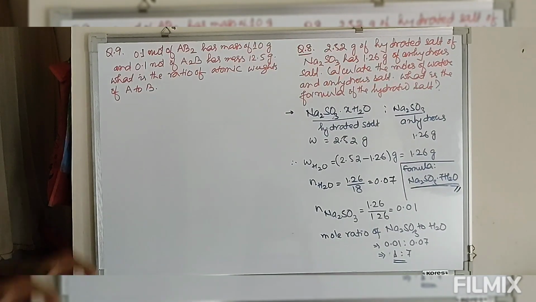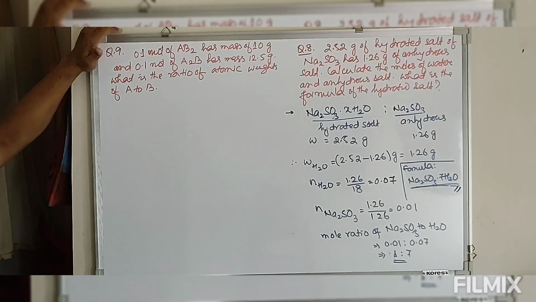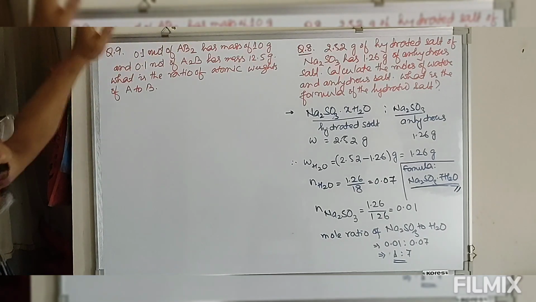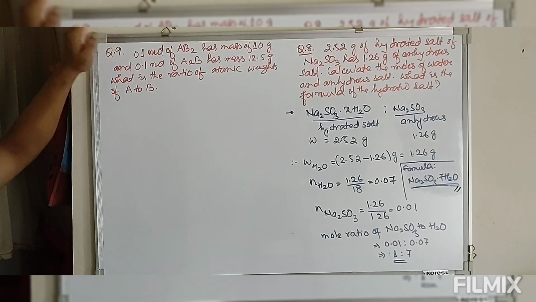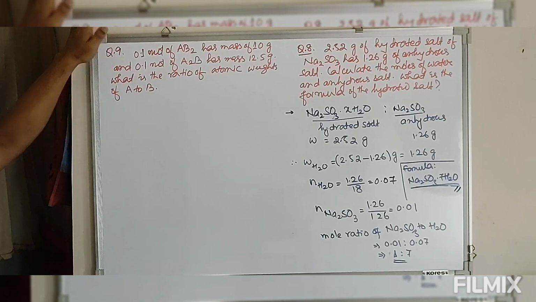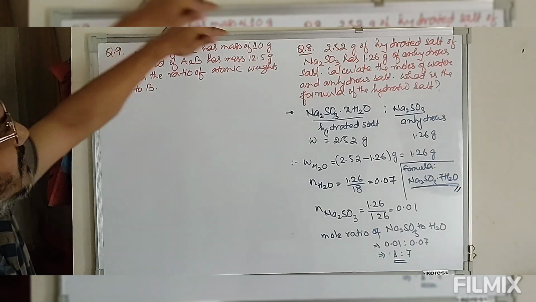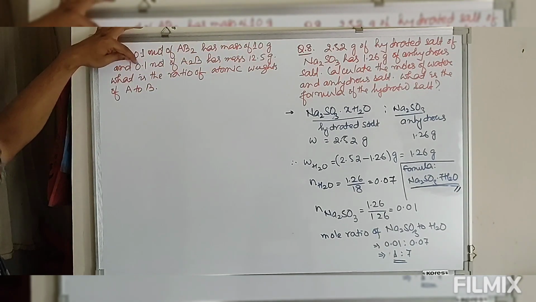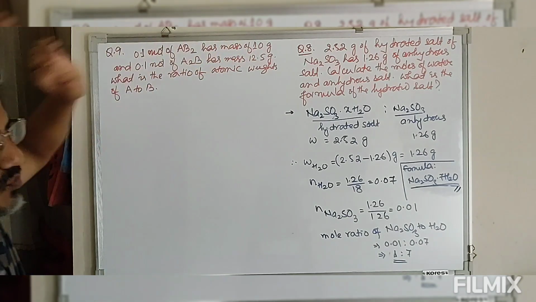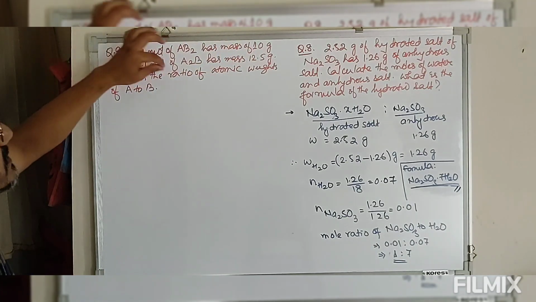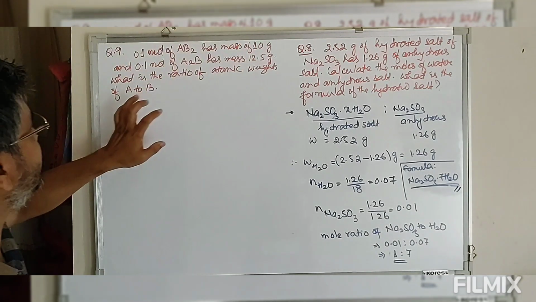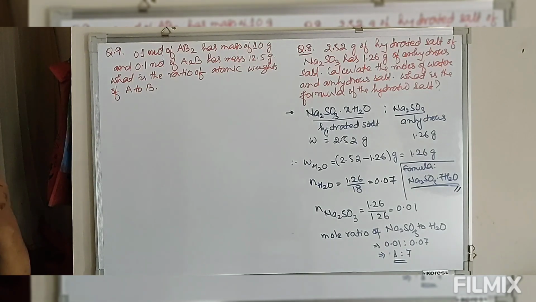Now let's look at this numerical. We have two compounds, AB2 and A2B. These are made of A and B atoms with different formulas. Now 0.1 mole of AB2 has a mass of 10 gram. 0.1 mole of A2B has a mass of 12.5 gram. Then the question asks, what is the ratio of atomic weights of A to B?